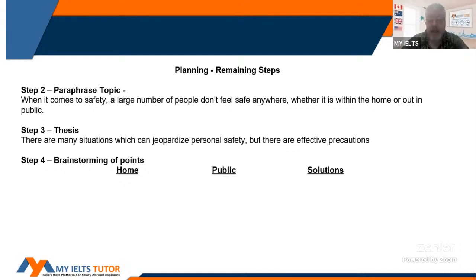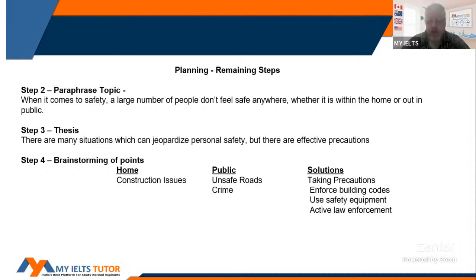So I have it like this, the points for home, public, and solutions. So construction issues, such as in the home, unsafe roads out in public, taking precautions as a solution, crime for public, enforce building codes as a solution, use safety equipment, active law enforcement. So those are the points that I want to talk about, okay?